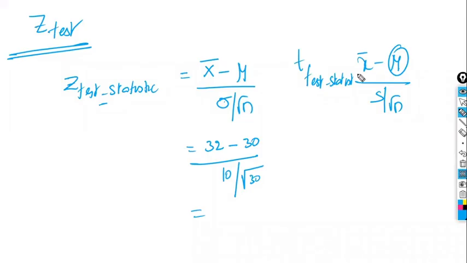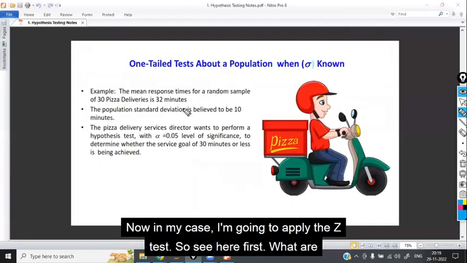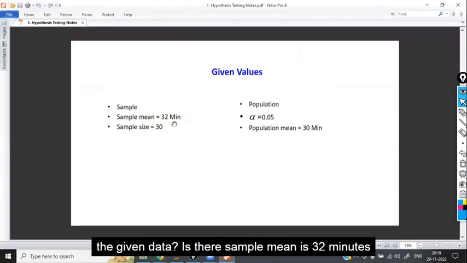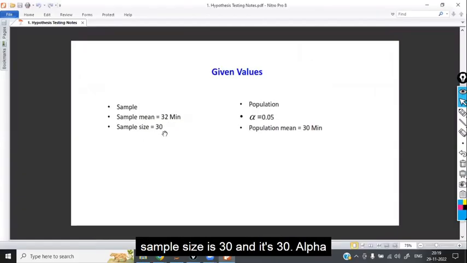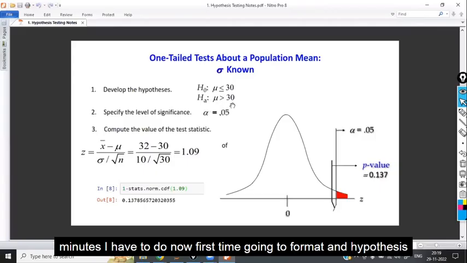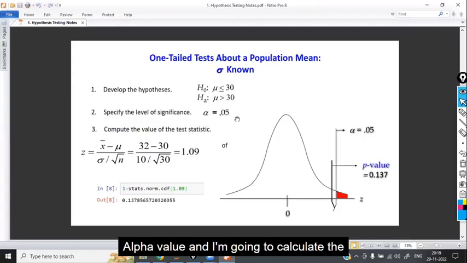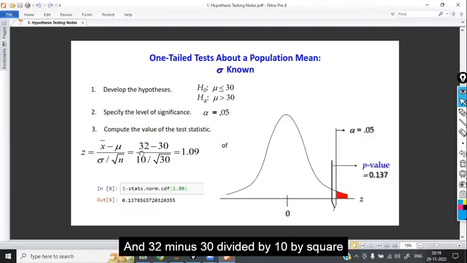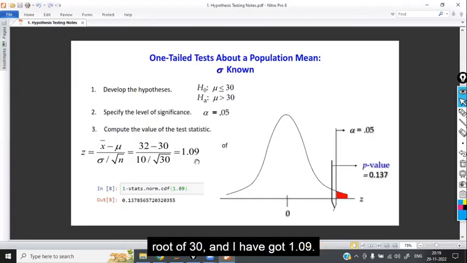Is that clear? In my case, I am going to apply the Z test. See here, first, the given data: the sample mean is 32 minutes, the sample size n is 30, alpha is 0.05, and the population mean for which I have to do the inferential statistics is 30 minutes. First I formulate the null and alternate hypotheses and the alpha value, and I calculate the Z test statistic value: 32 minus 30 divided by 10 by square root of 30, and I have got 1.09.